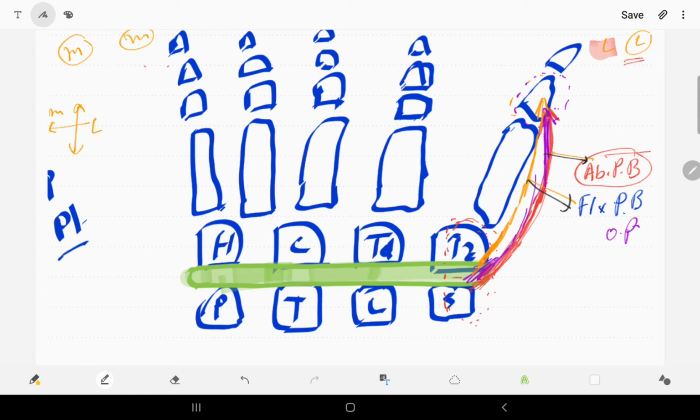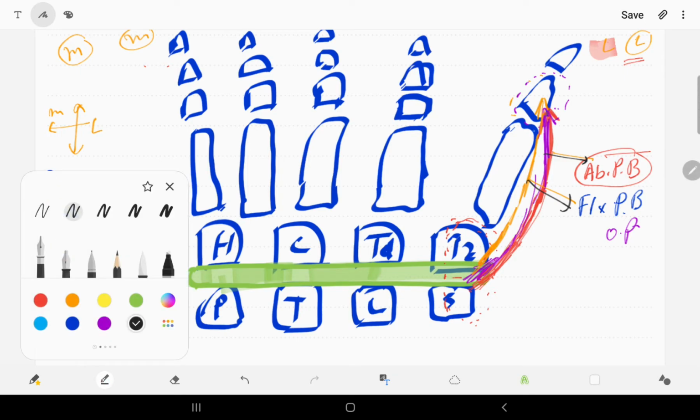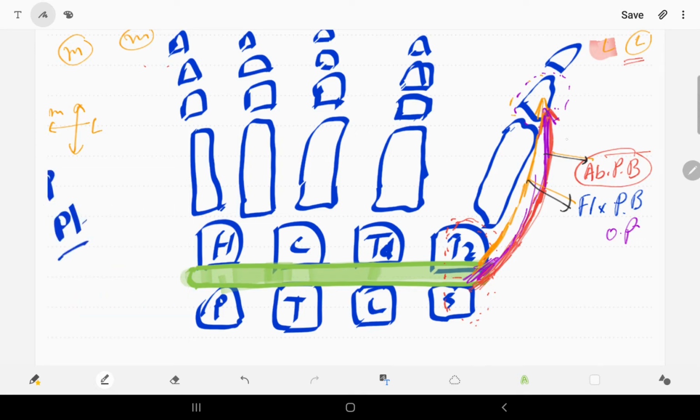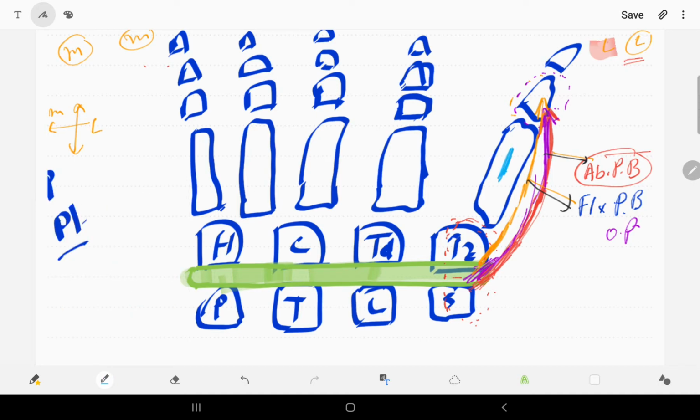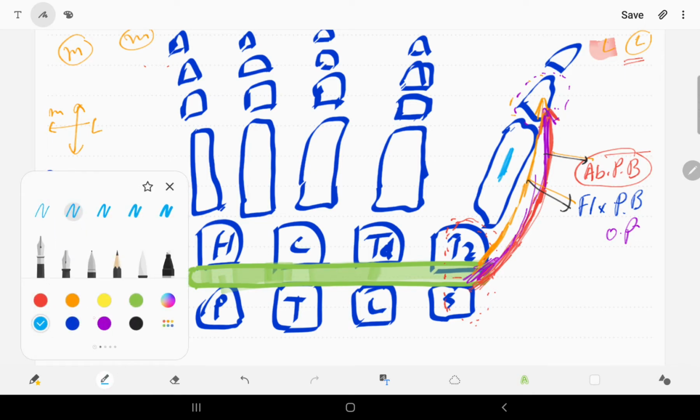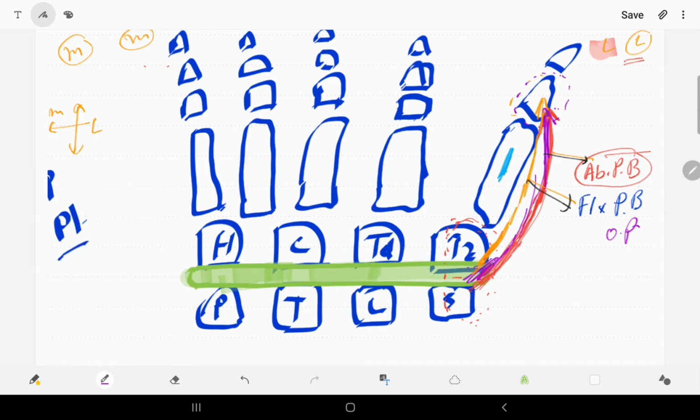And another muscle, this is opponens pollicis. Actually, any opponens muscle, either opponens pollicis or opponens digiti minimi, is always inserted on the shaft of the metacarpal bone. So for the opponens pollicis, this muscle originates from here and is inserted on the shaft of the first metacarpal bone.